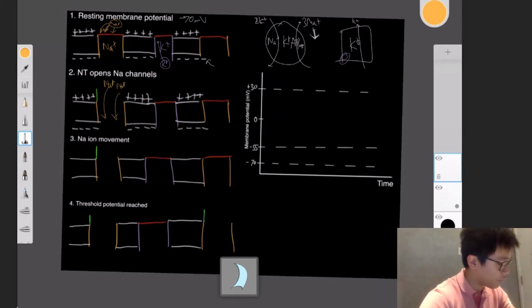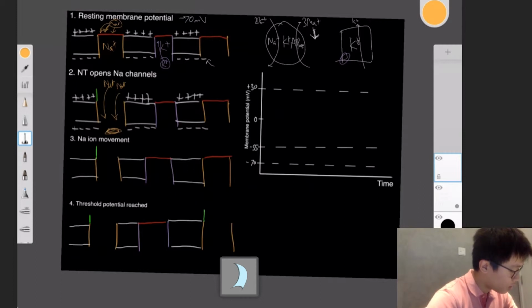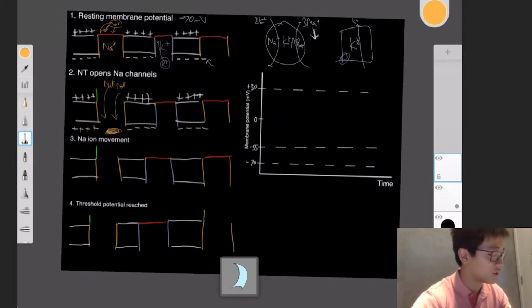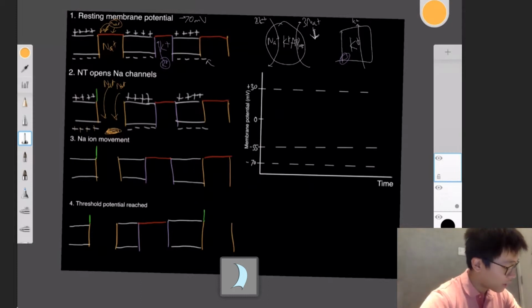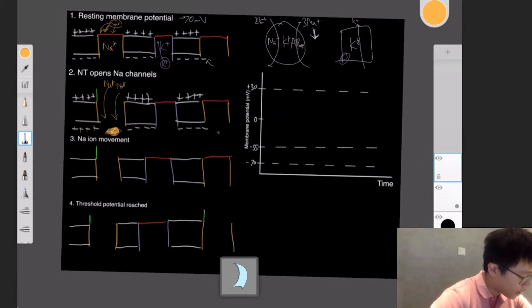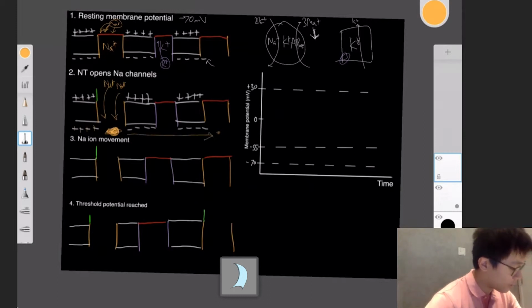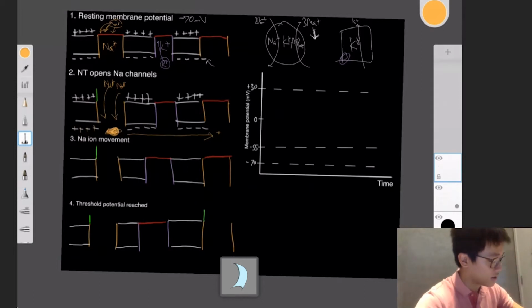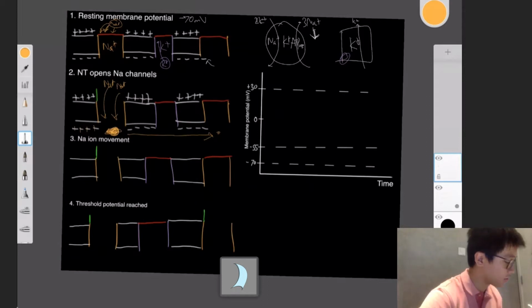So sodium will start to flood into the cell and make this area more positive. So it's locally more positive, and that's what establishes what's called a local current. Because there's more positive charge here than here, for instance, it creates an electrical gradient and also a chemical gradient that causes sodium to move down the axon and successively open these voltage-gated sodium channels.